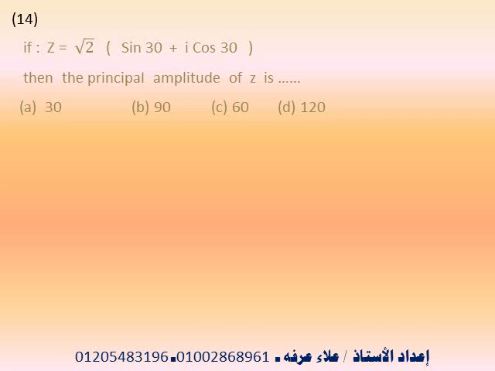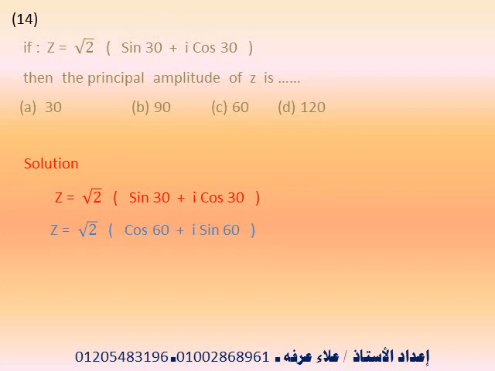If z equals root 2 multiplied by (sine 30 plus i cosine 30), then the principal amplitude of z is found as follows. z equals root 2 multiplied by (sine 30 plus i cosine 30), which equals root 2 multiplied by (cosine 60 plus i sine 60). Then theta equals 60.